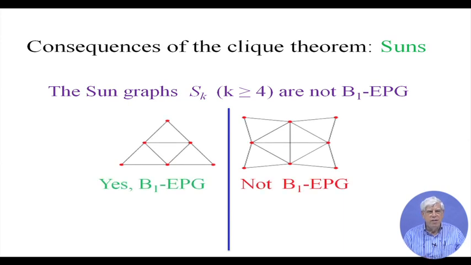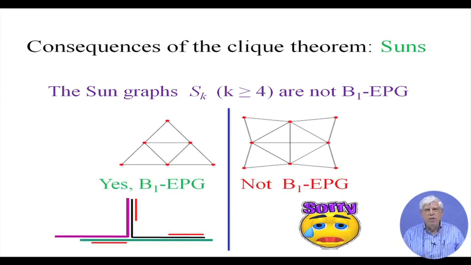Some consequences of that theorem allow us to show that the sun graphs, S_k, where k is greater than or equal to 4, are not B1 EPG. On the left, we have the 3-sun. It is B1 EPG, and here's a representation for it. And S4, which is on the right side, is not B1 EPG.